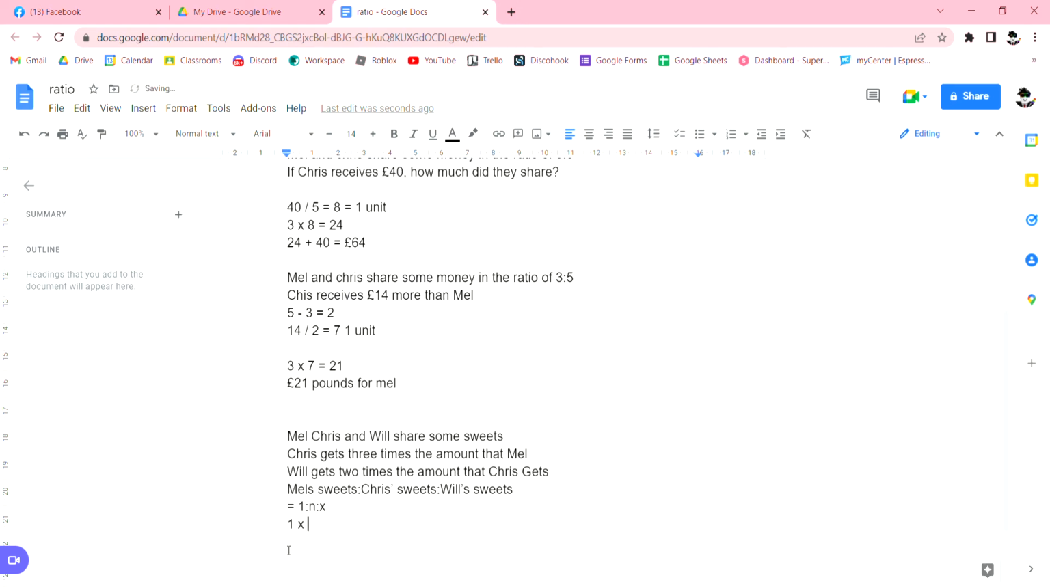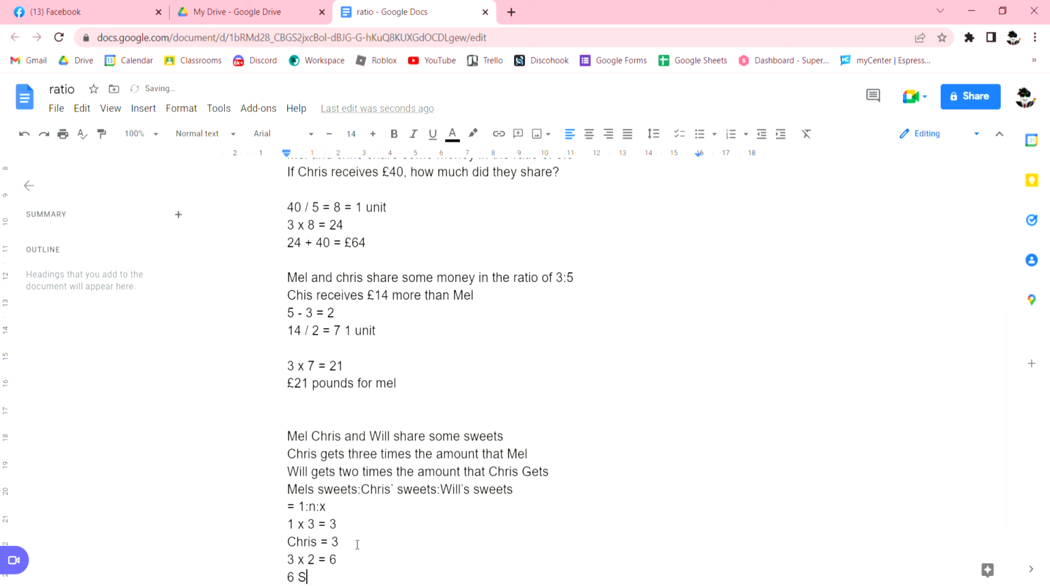So all we need to do is 1 times 3. 3 sweets, so we know that Mel has 3 sweets, that's pretty straightforward. And then we know that Will gets 2 times the amount that Chris gets. So we know that, oh sorry, I made a mistake. Chris, that's Chris obviously, because we know Mel's sweets. That's Chris's sweets. So then we just times Chris's amount by 2 to get 6. So we know that Will has 6 sweets.